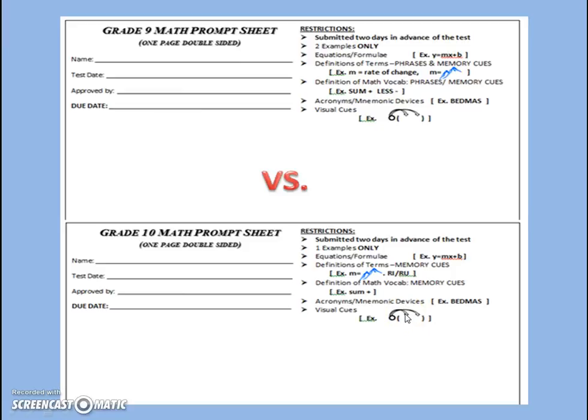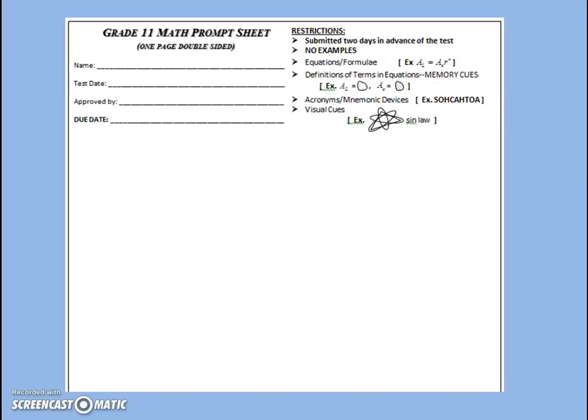So let's take a look at how this is different from grade 11. Well, here's the grade 11 prom sheet. Once again, submitted 2 days in advance of the test. Notice, however, we do not want examples. We want to pull students away from examples so that they really understand the basic logic of math. However, they are allowed to have equations and formula.